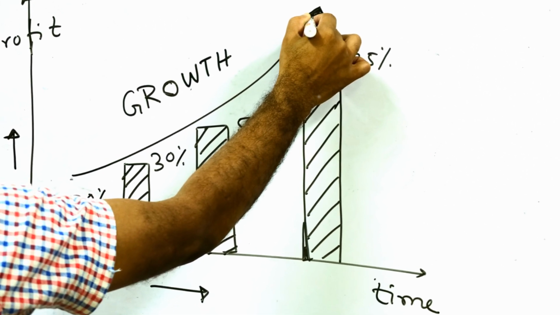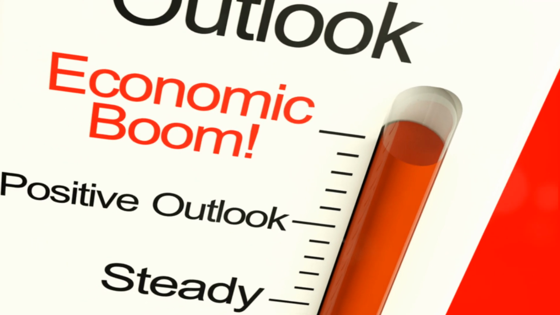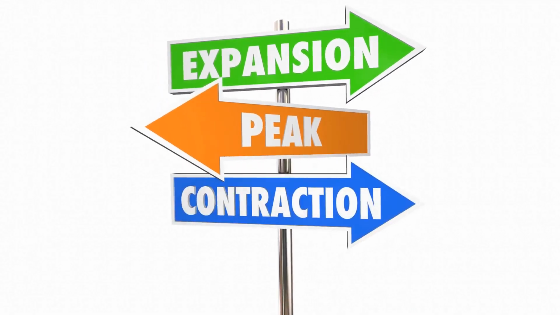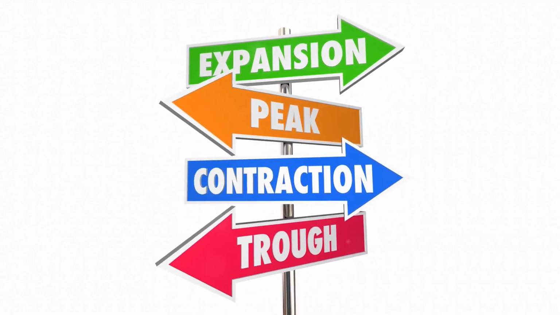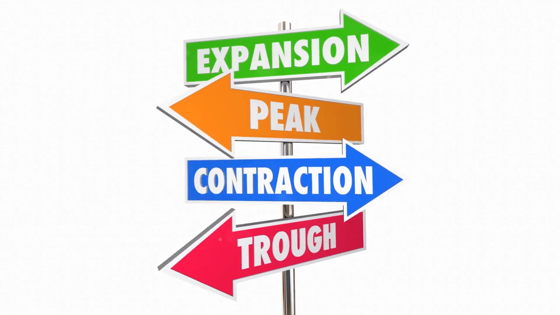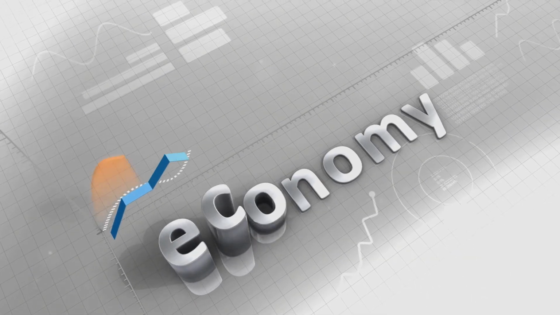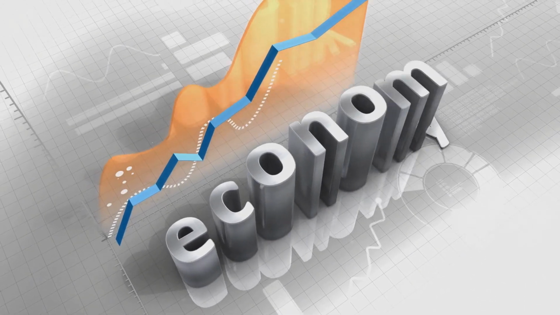The expansion phase is characterized by an increase in various economic indicators such as employment, income, production, and sales. During this phase, businesses start to see an increase in demand for their products and services, leading to higher profits and employment rates. Next comes the peak. This is the high point of the cycle where the economy has reached its maximum output. It's a phase of prosperity, but it also signals that a contraction or a slowdown in the economy is around the corner. The contraction phase follows the peak.